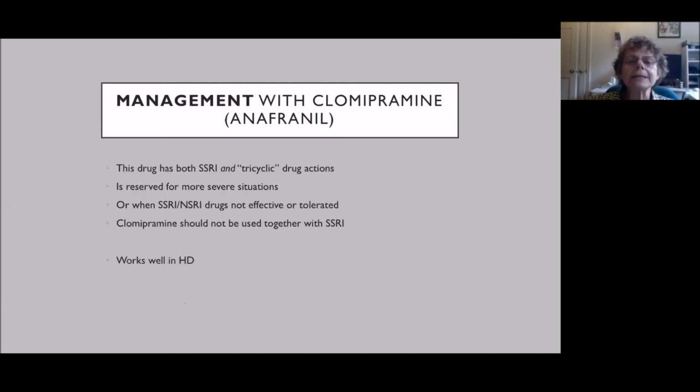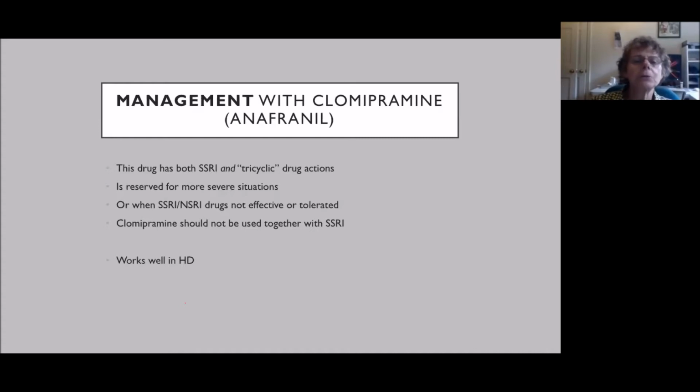The other word for that is Anafranil, the brand name. This drug has both SSRI and tricyclic drug actions. So again, we have the serotonin action plus a tricyclic action. Amitriptyline and nortriptyline are tricyclics. These are old drugs; Elavil is another word for amitriptyline. These are older drugs.